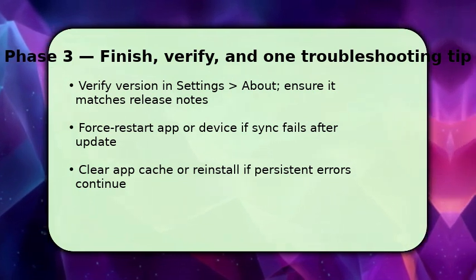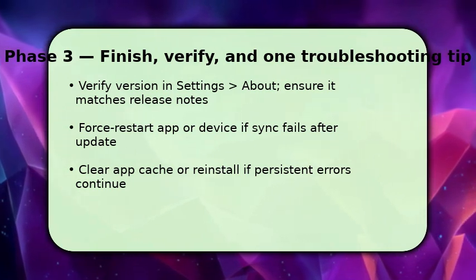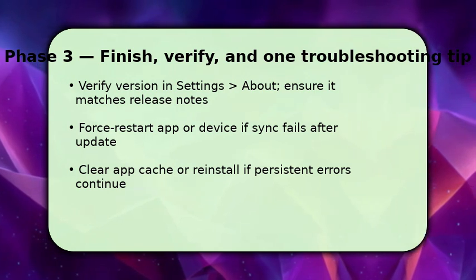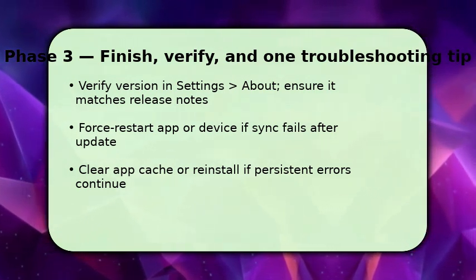If mail or sync behaves oddly, force close Outlook and restart your device. This often clears transient issues. If problems persist, clear the app cache or reinstall to remove corrupted files and then sign in again.